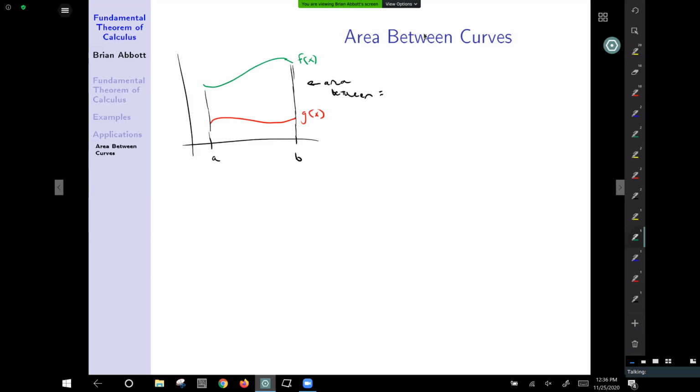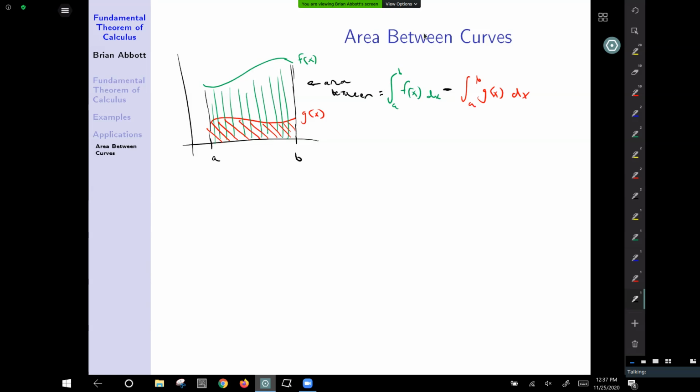Well, for the green function, the top function f of x, if we integrate it over the interval a to b, the integral from a to b of f of x dx, I would get the green area. And if I want the area in between, we have to think how this red area comes into play. The area under the red function is the integral from a to b of g of x dx. So if I take the entire green area and subtract away the red area, I definitely get the area between these two curves.